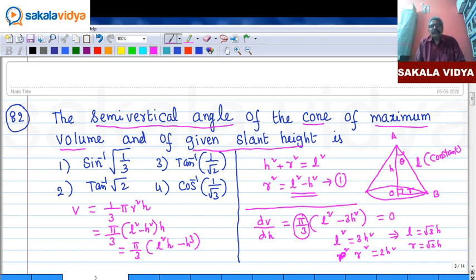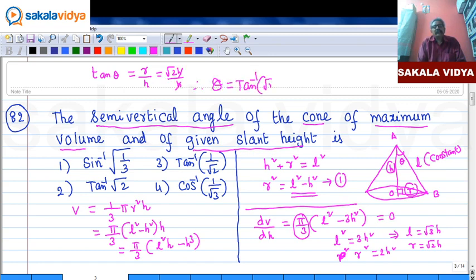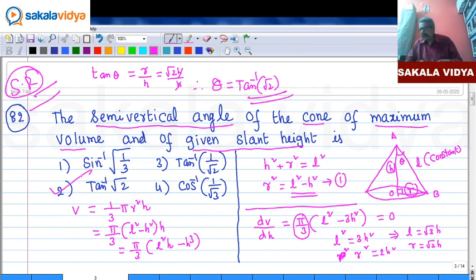We need to find out the theta value. From this triangle, define tan theta. Tan theta is equal to opposite side by adjacent side, r by h. Very clear here: r is equal to root 2 h by h. H gets cancelled. Therefore theta is equal to tan inverse of root 2. This is a standard result. Remember. So the second is the right option.